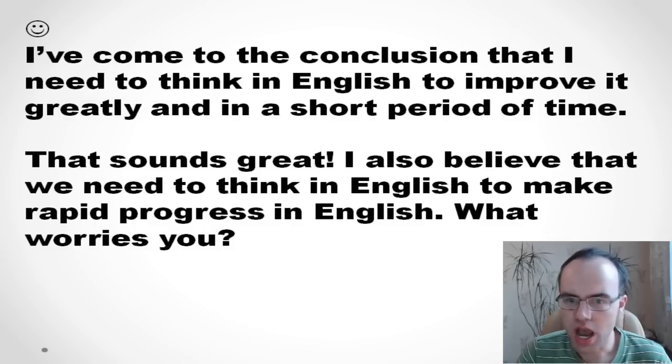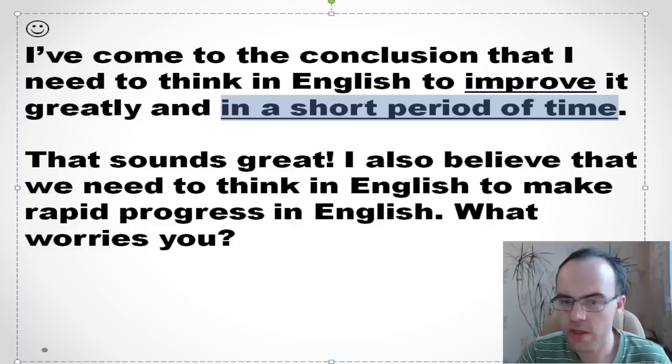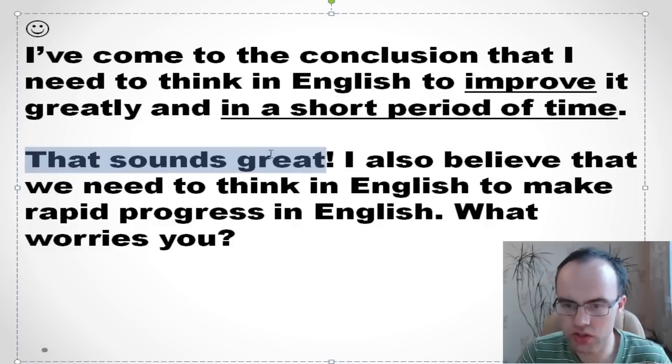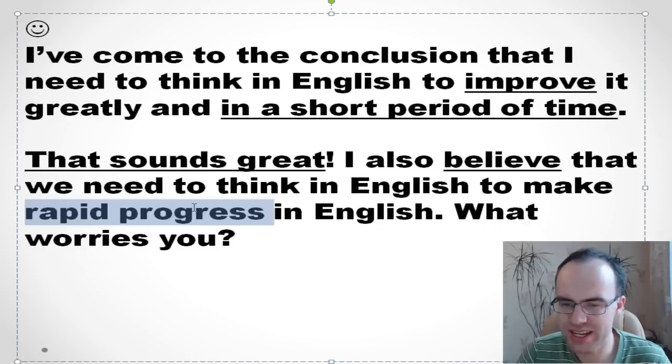Really, I've come to the conclusion that I need to think in English to improve it, to make it better, greatly, and in a short period of time. In a short period of time means as soon as possible. That sounds great, or it's a good idea. I also believe, or I also think, that we need to think in English to make rapid progress in English. Rapid means fast, but this phrase is very natural.